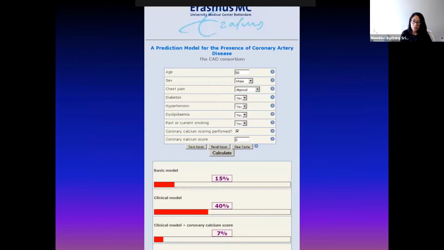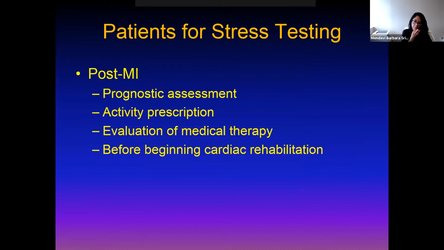There are risk tools that are on the internet that allow you to just plug in a patient's data, and it'll give you a clinical model as to what their pretest probability is. I think this was the Erasmus one. And there's other ones out there. I think there's a Duke one that's out there as well. So you can also use the risk model that's out there and just plug in parameters.